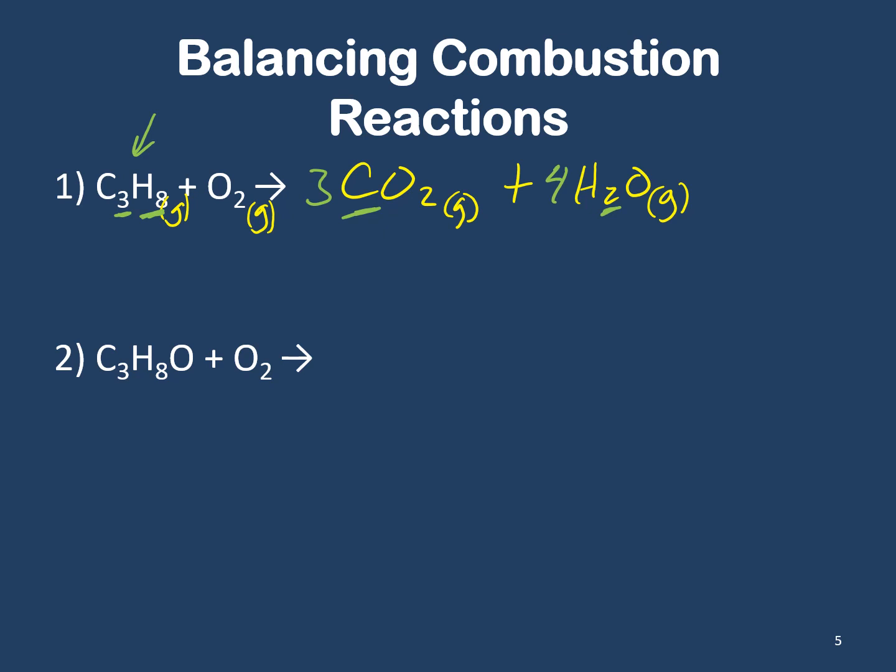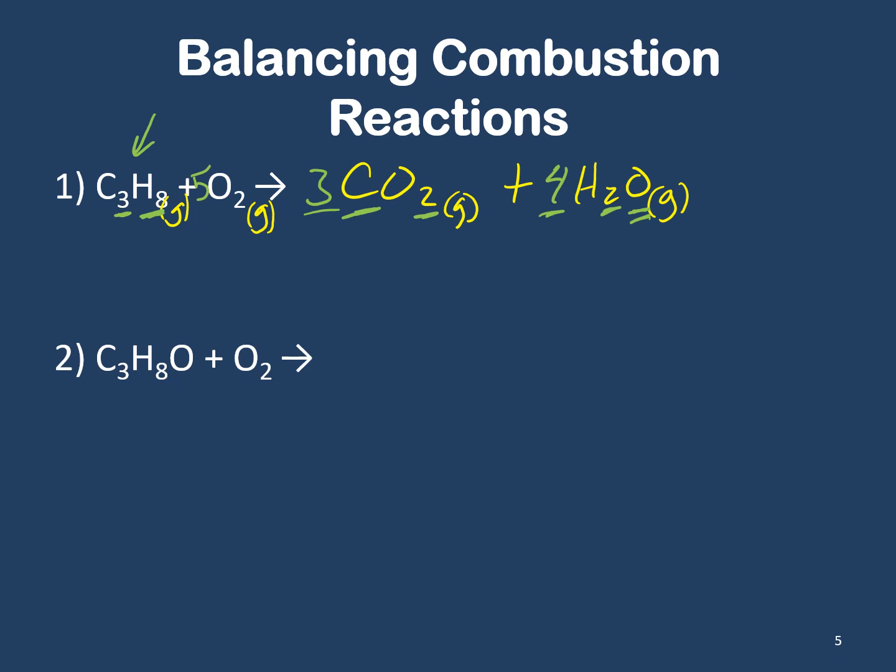Finally, I'm going to look at oxygen. I have 3 times 2 is 6 oxygens, plus 4 times 1 is another 4 oxygens, so a total of 10 oxygens on this side of the reaction. I'm going to put a 5 here to balance oxygen on the left. All right, so this is our balanced chemical equation. Let's do one more example.